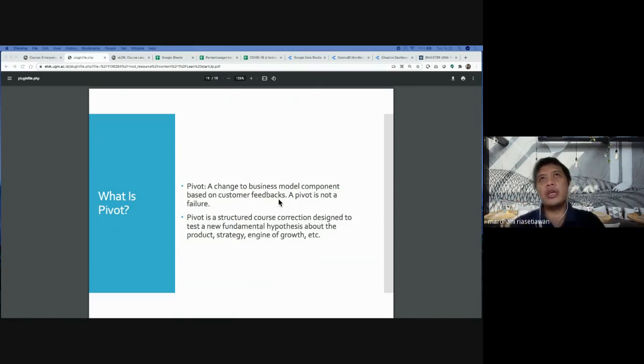In the religious way, it's not haram. It's also halal. So this is a good thing. The pivot is not always about bad things, but good things.